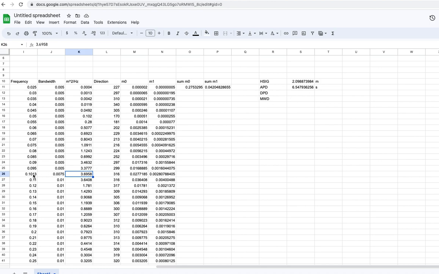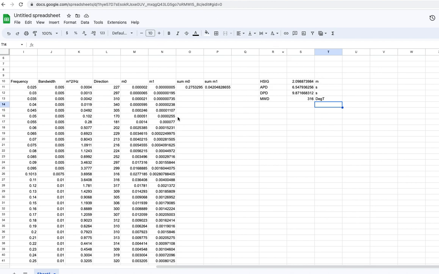And the period with that is the inverse of this frequency right here. So we're going to go equals 1 divided by 0.1013. That's going to be 9.87, in units of seconds. And the mean wave direction is just the direction right next to it, which is 316. The units for this are degrees true from north. And just like that, we found everybody's favorite stats.